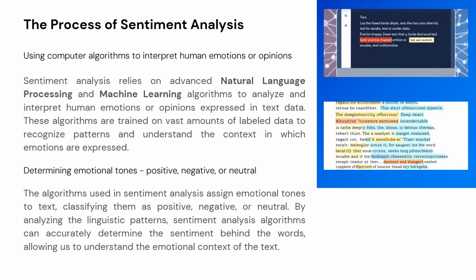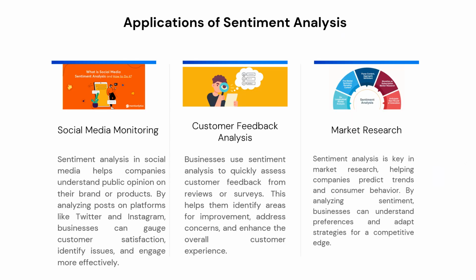We have three types of emotional tones: positive, negative, and neutral. The algorithms used in sentiment analysis assign emotional tones to text, classifying it as positive, negative, or neutral. By classifying the linguistic patterns, sentiment analysis algorithms can accurately determine the sentiment behind the words, allowing us to understand the emotional context of the text.